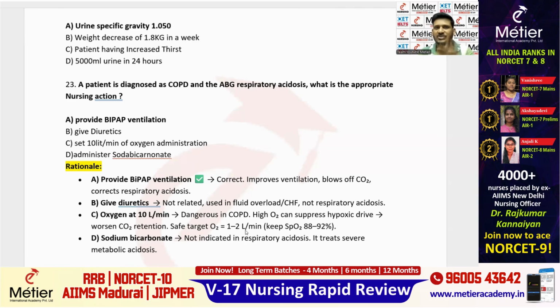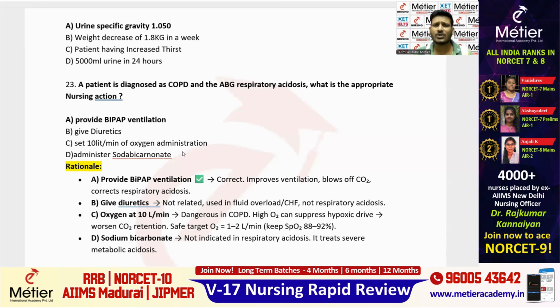Okay, if it is confusing, just check on Google what the hypercapnic drive and the hypoxic drive are, so that you will get better clarity along with my explanation. Okay guys, fine. So setting 10 liters per minute of oxygen for a COPD patient is not at all the right one. Okay, so 1 to 2 liters is enough. So giving a diuretic also we can eliminate, and 10 liters of oxygen per minute we can also eliminate.